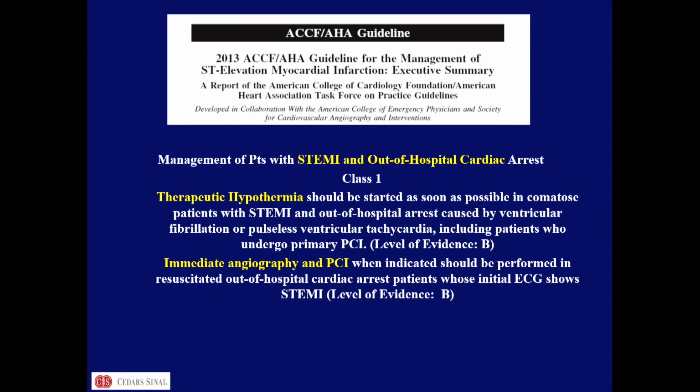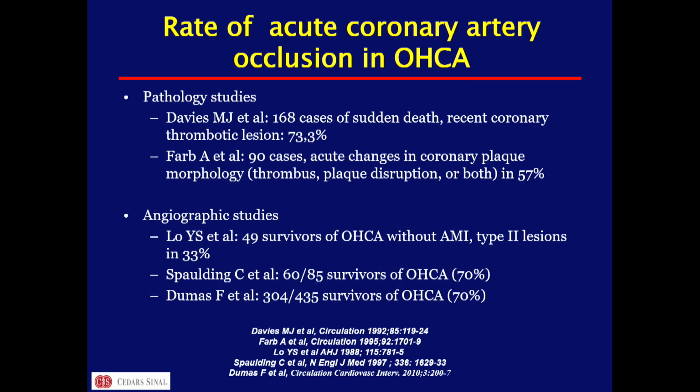This is actually old guidelines from 2013, which are still not up to date, but class 1 indication for hypothermia, level of evidence B, and we're going to talk about that. And immediate angiography and PCI, when there is ST elevation, is a class 1 with a level of evidence of B.